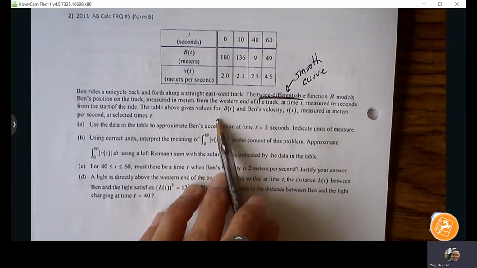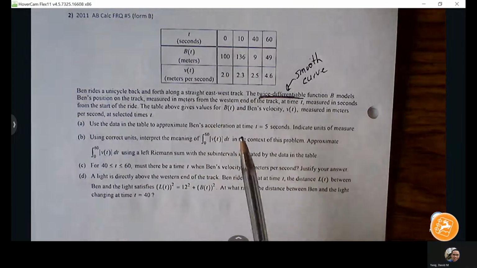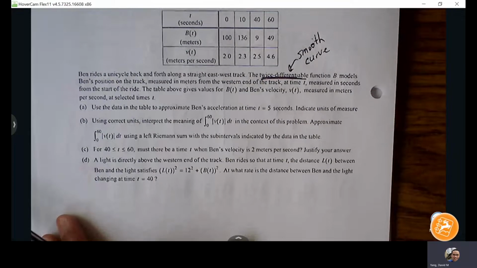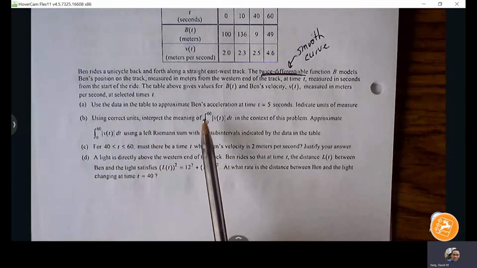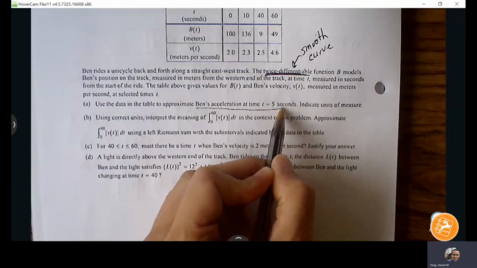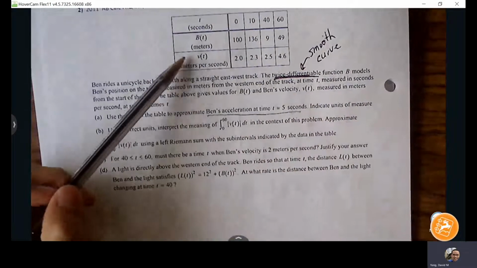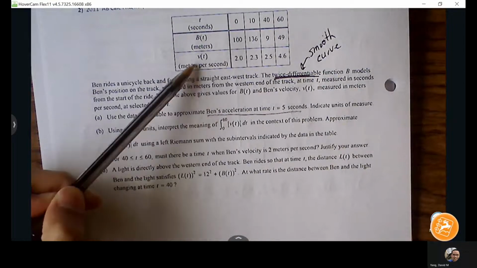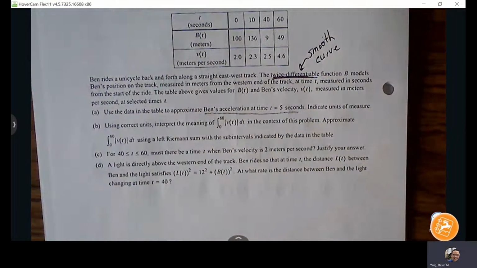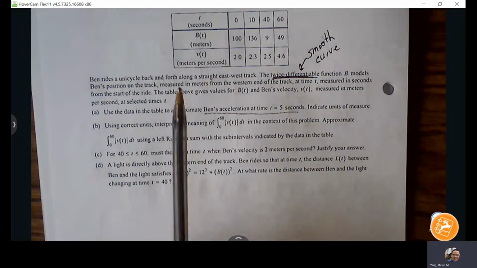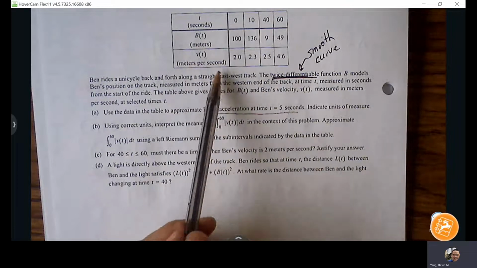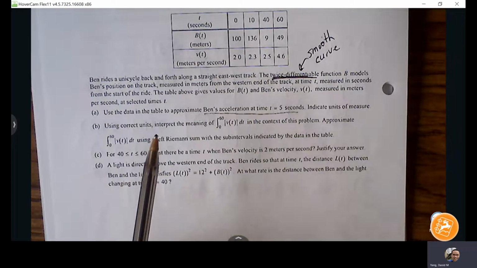The table above gives values for B of t and Ben's velocity, V of t, measured in meters per second. Select the times t and use the data in the table to approximate Ben's acceleration. So what's the relationship between acceleration and velocity here? Acceleration is the what? Derivative, right? But we don't have a velocity function to find the derivative. So the next best thing is just involve what?